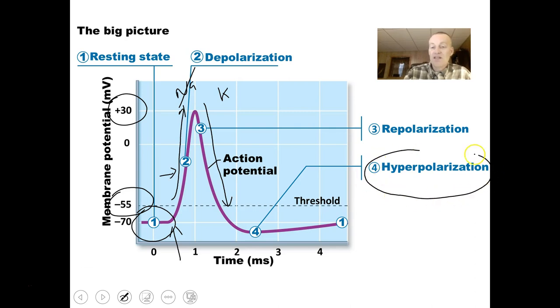If I keep those voltage-gated potassium channels open for a longer period of time, more positive charge will drop, and you'll drop below negative 70 millivolts. Now, eventually, those voltage-gated potassium channels will close, and then all of the leak channels and the sodium-potassium pump will go back to working and go back to maintaining negative 70 millivolts.